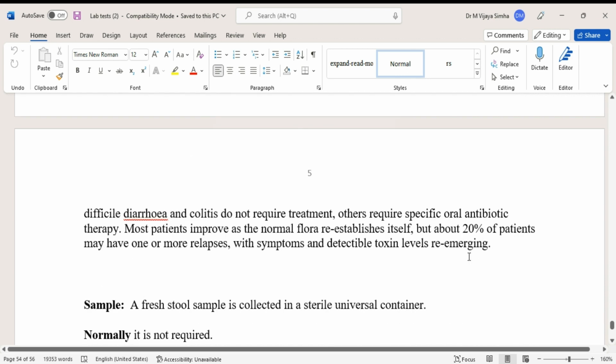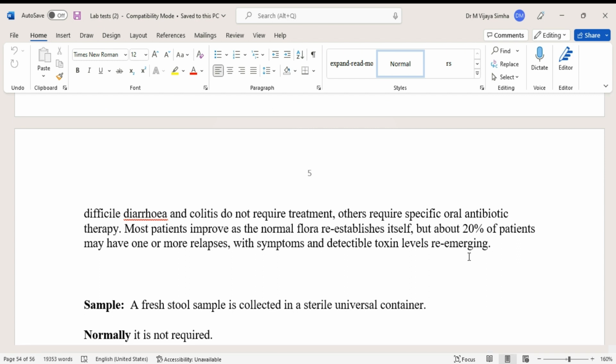While some cases of C. difficile diarrhea and colitis do not require treatment, others require specific oral antibiotic therapy. Most patients improve as normal flora re-establishes itself, but about 20% of the patients may have one or more relapses, with symptoms and detectable toxin levels re-emerging.